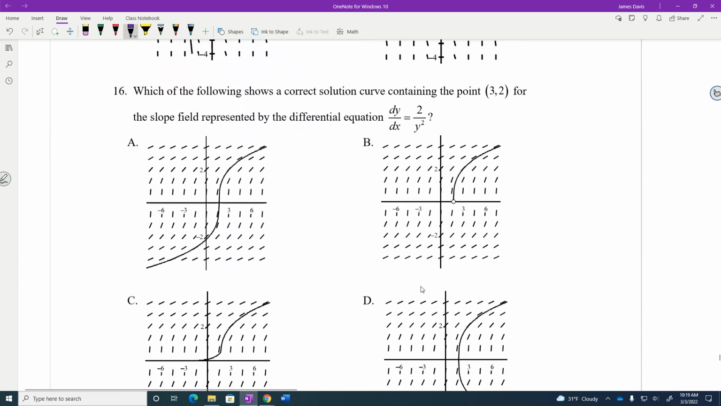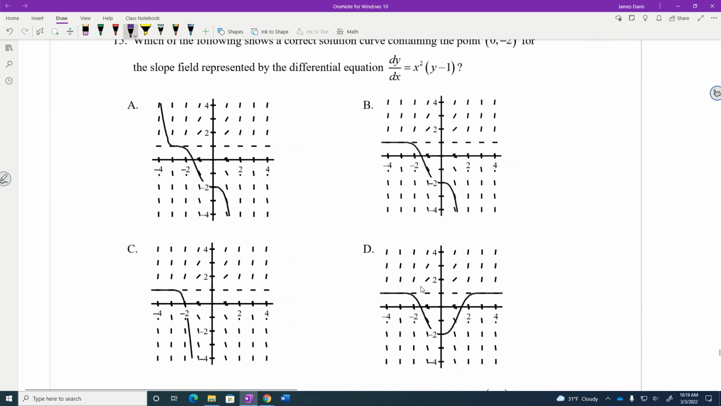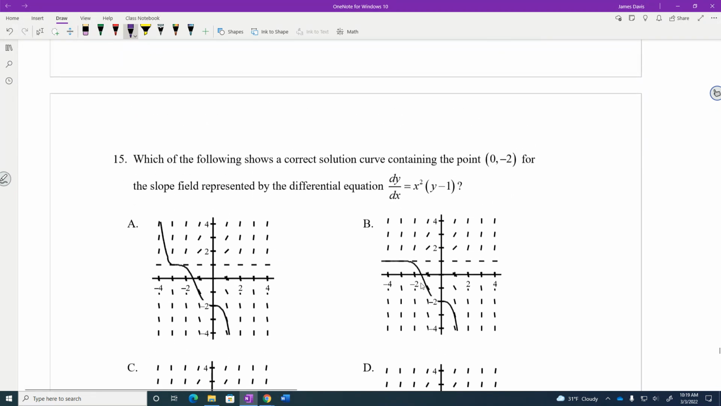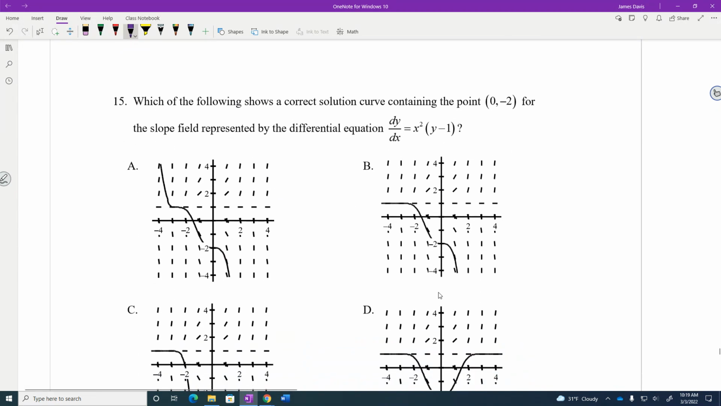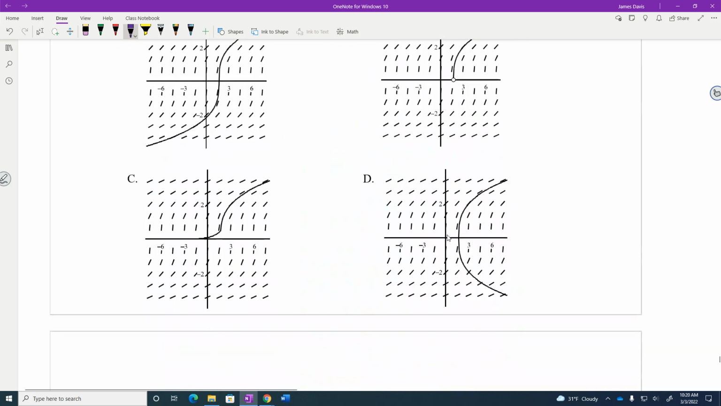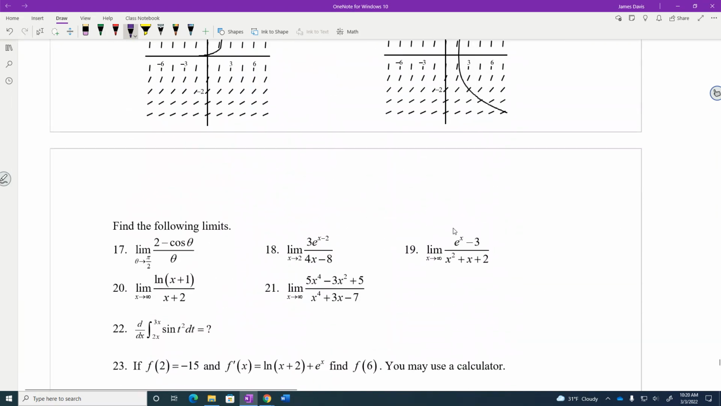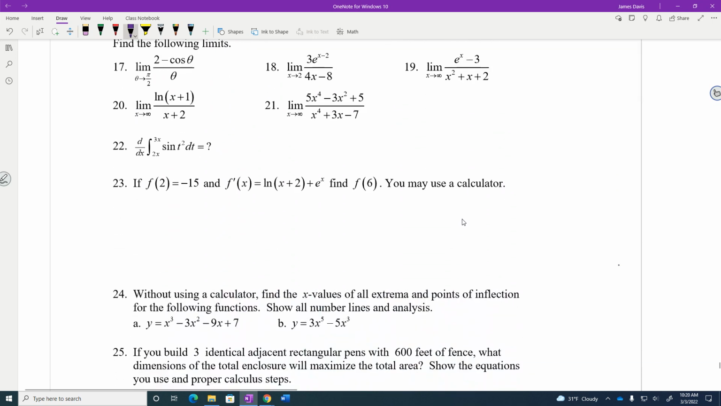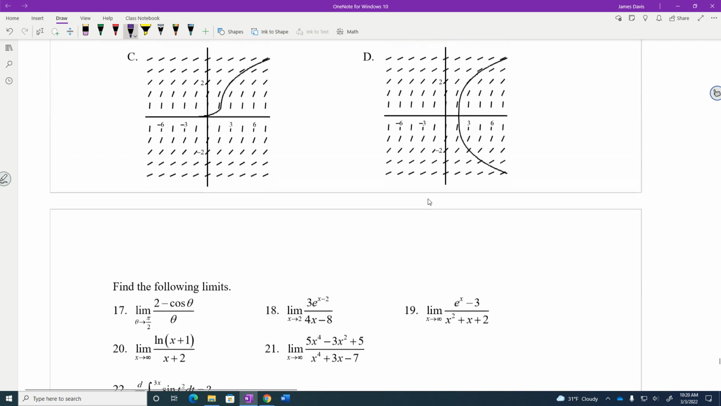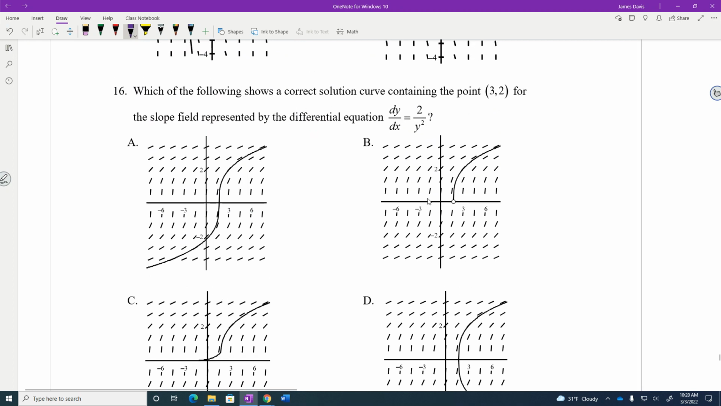Let's move on to some more slope fields here. Let's take a minute to try these out. Also, before I forget, probably what we'll do is tomorrow we'll finish this, and then you'll have the weekend to do your calculator section work.